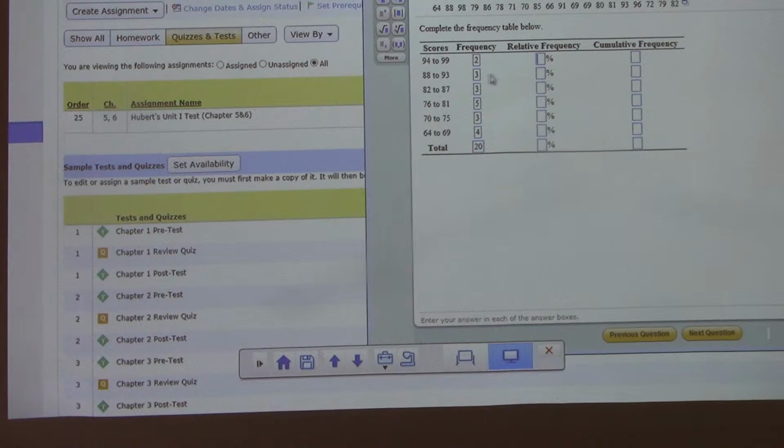Now, each one of these is going to be 2 divided by 20, which is 0.1. 3 divided by 20 is 0.15, 0.15, and 0.15. And 5 over 20 is 0.25. And 3 is 0.15. And 4 is 0.2. And if you add all those up, you should get 100. Maybe you shouldn't have the decimal, because it's percent. Okay, sorry, 1%.